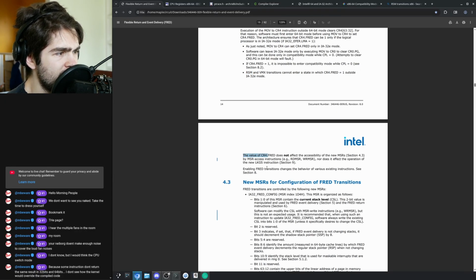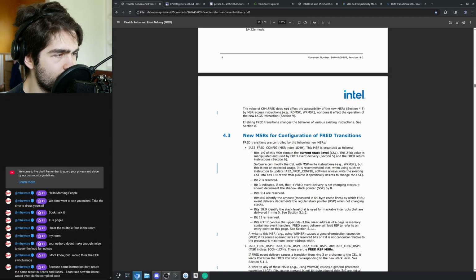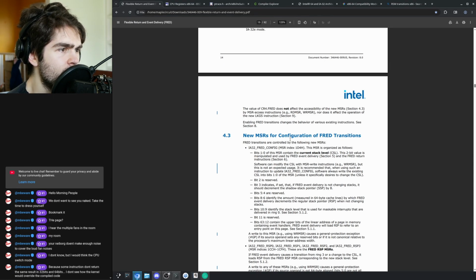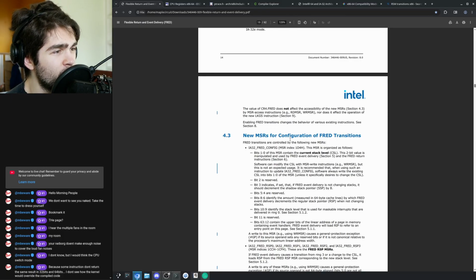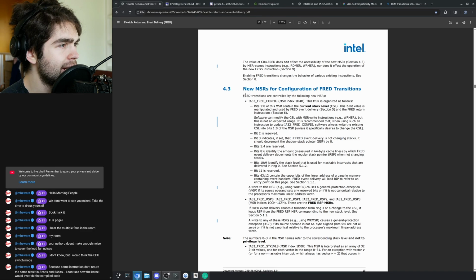It's probably useful for someone that actually programs the stuff. The value of CR4.THREAD does not affect the accessibility of the new MSR. Okay, so even if you don't technically have THREAD enabled, you could use the registers. By MSR access instruction, nor does it affect the operation of the new LKGS instruction. We knew that. Enabling THREAD transition changes the behavior of various existing instructions, see section 8. Okay. Starting to like it.